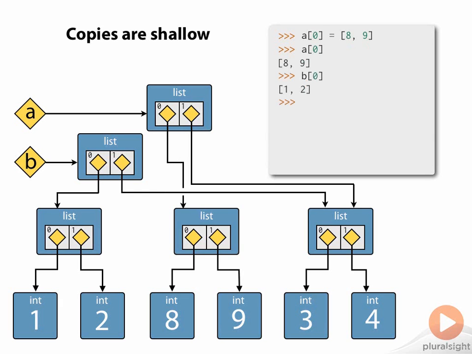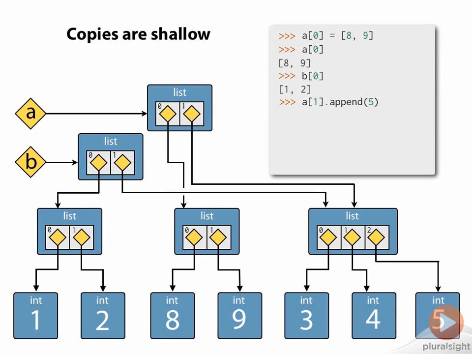What happens if we now append to the inner list referred to by A[1]? Let's append a new integer object containing the value 5. The new integer object is created and is referred to by an additional element in the inner list referred to by A[1]. So A[1] now refers to a list containing integers 3, 4, 5. Significantly, because A[1] and B[1] refer to the same inner list, the list accessible through B[1] has also been modified.